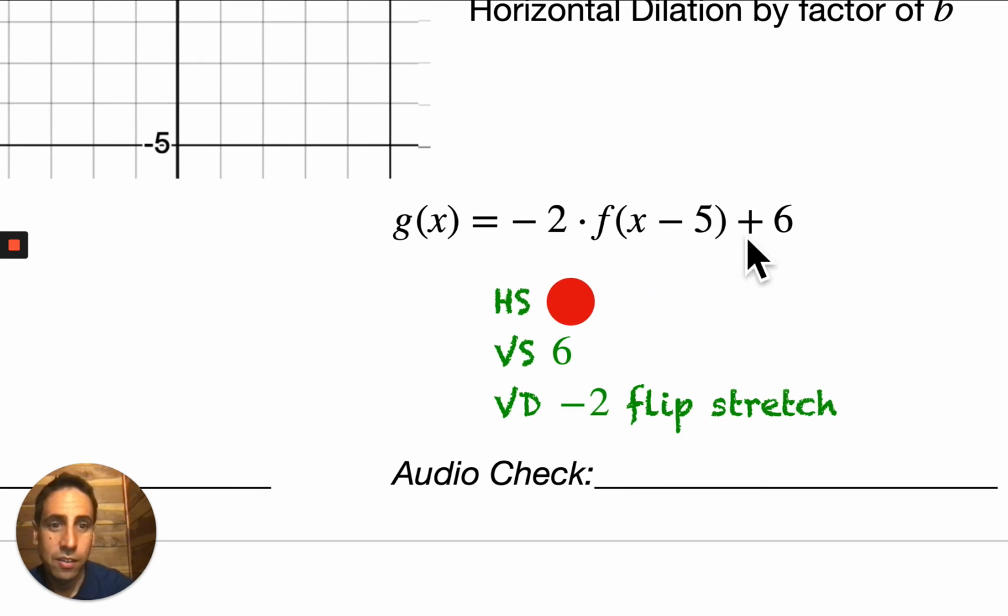And here we don't even know what the function is. It's just some parent function. Maybe it's the absolute value function, maybe f is the x squared function, or maybe it's x cubed, or maybe it's x to the fourth. We don't know what f is defined as, but all we know is that g of x has these transformations applied to it.